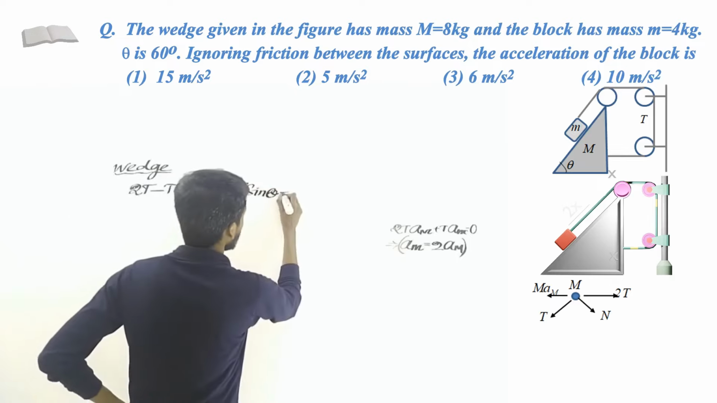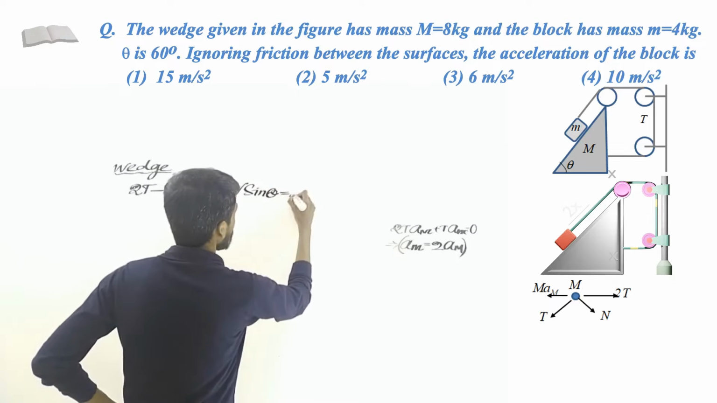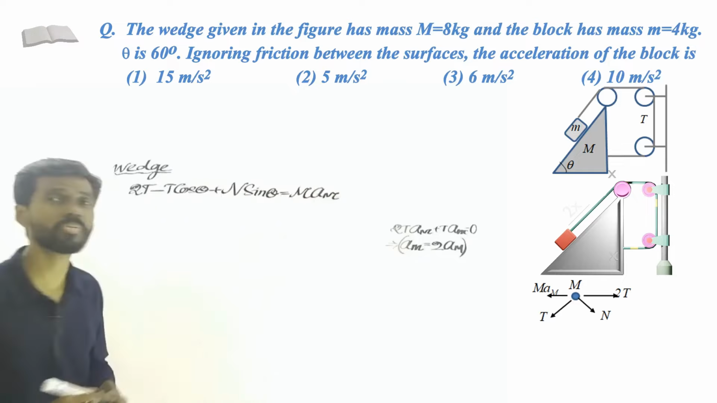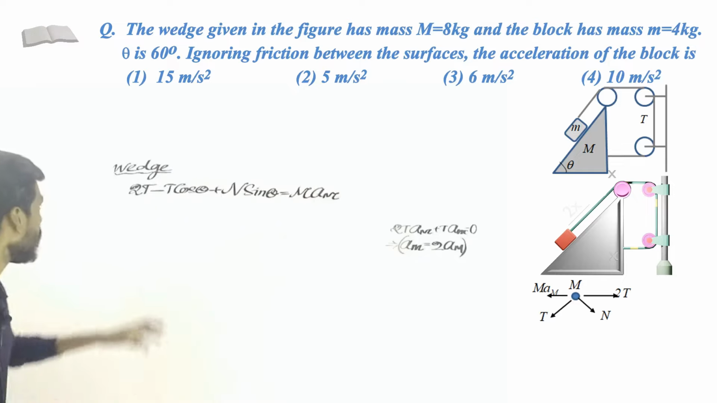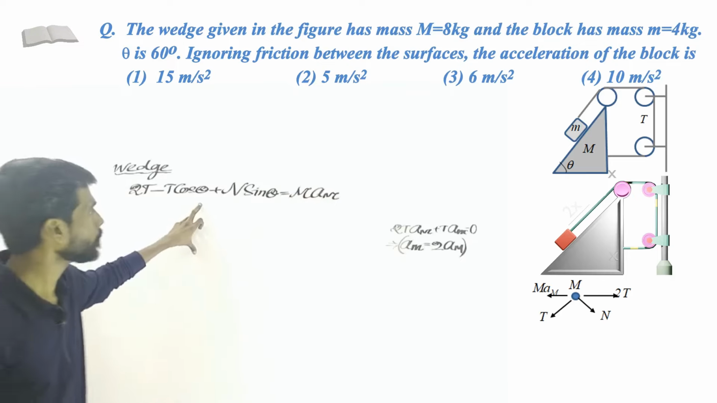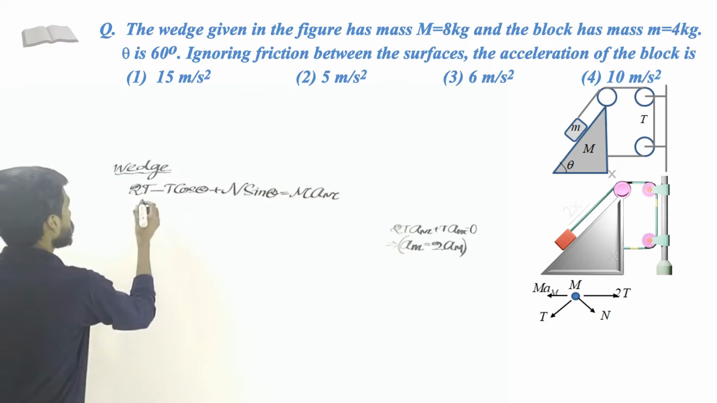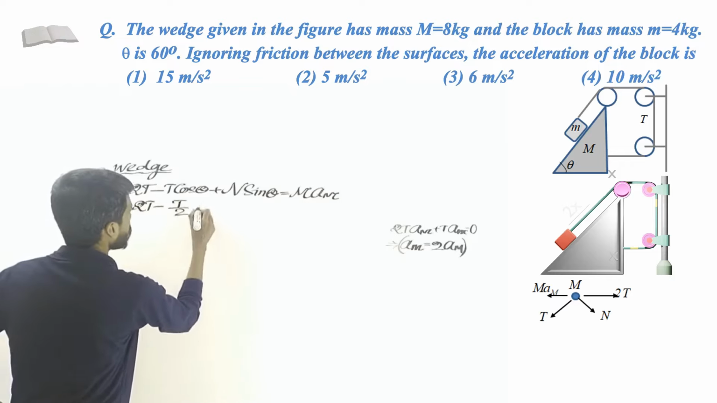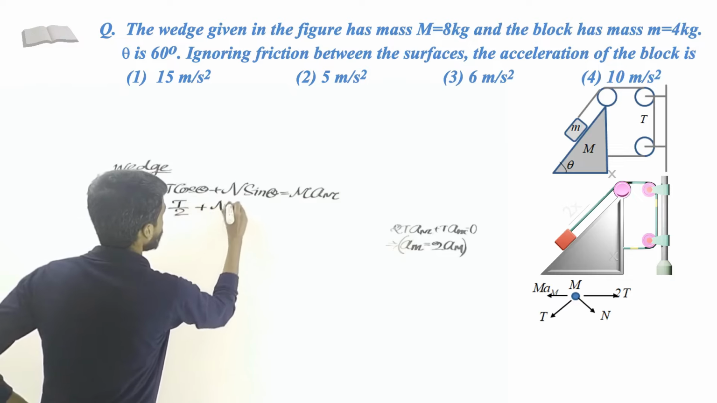So that must be equal to mass times acceleration. This is for that wedge. But let us simplify this. We know the value of theta, right? 60 degrees, so substitute theta 60 degrees. So this is 2T minus T cos 60 plus N sin 60.